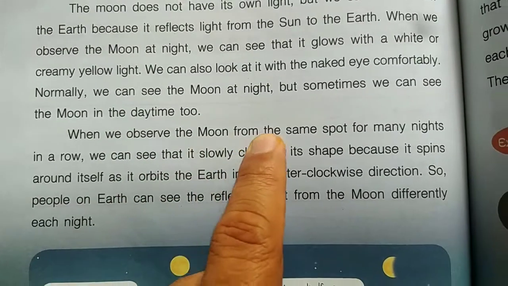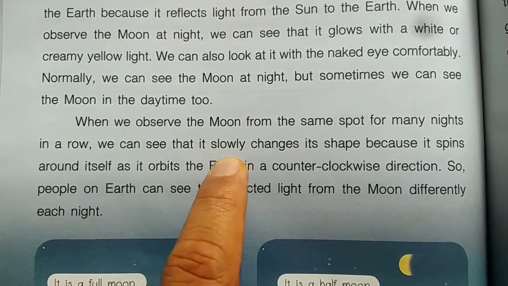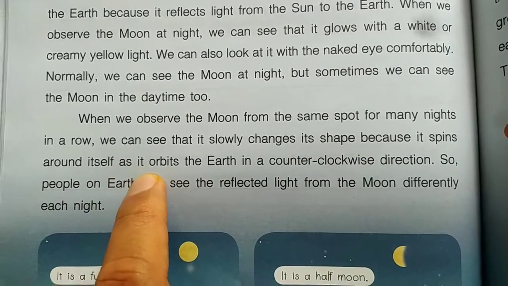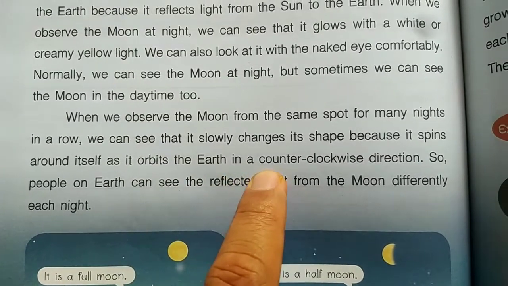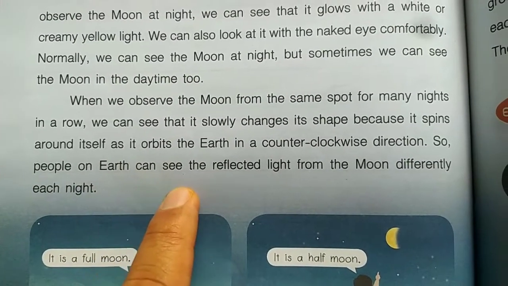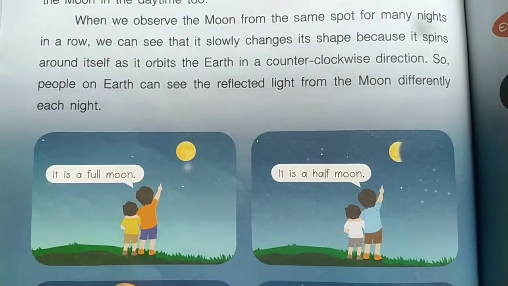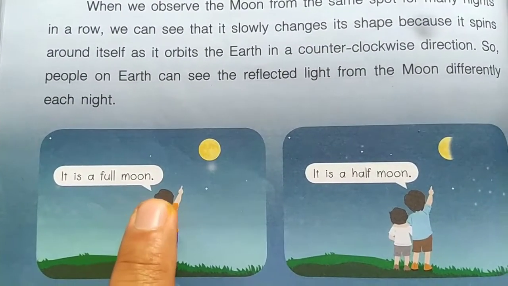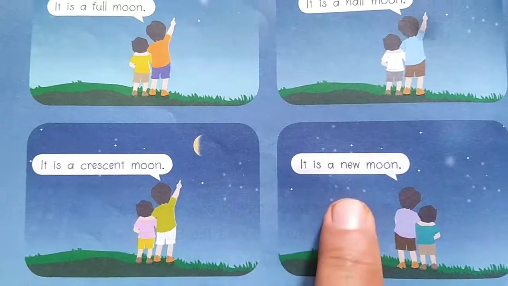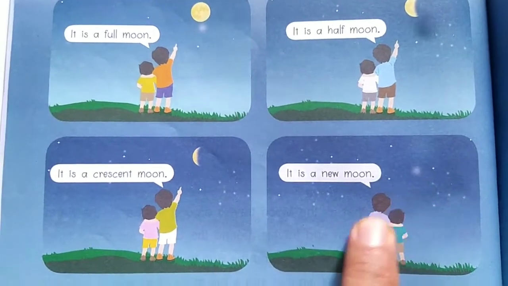When we observe the moon from the same spot for many nights in a row, we can see that it slowly changes its shape because it spins around itself as it orbits the earth in a counterclockwise direction. So people on earth can see the reflected light from the moon differently each night. That is why there is a full moon, a half moon, and a crescent moon. And there is a new moon, very little, maybe you don't see it, not so clear.